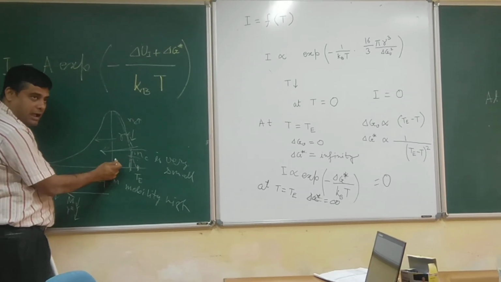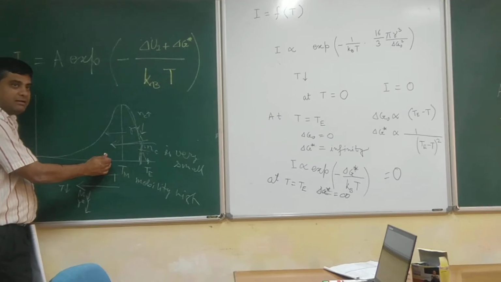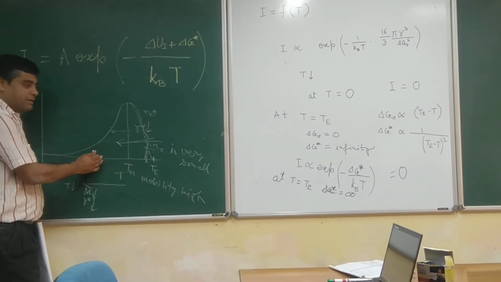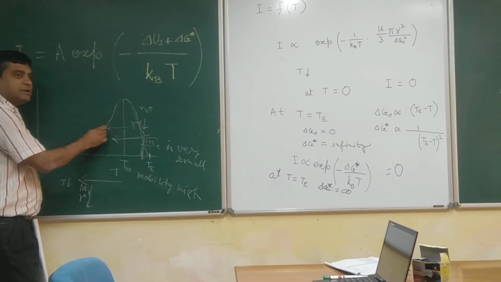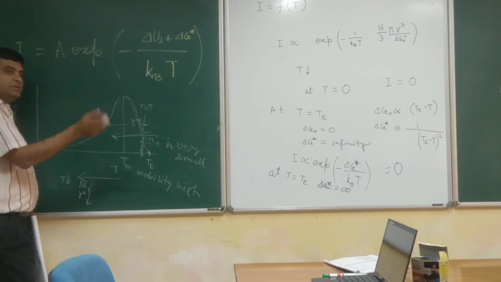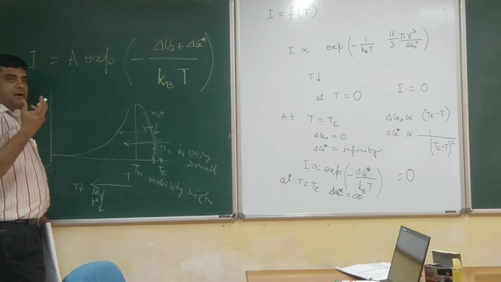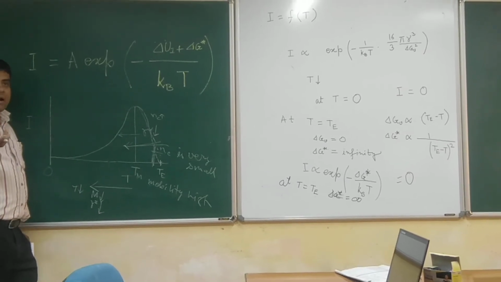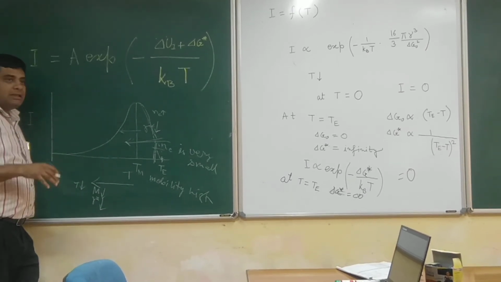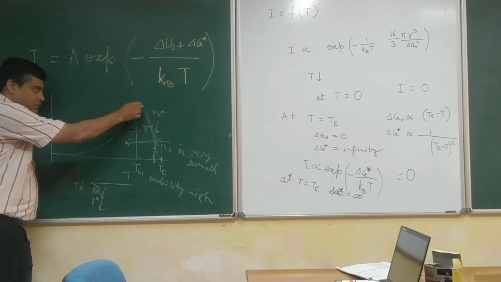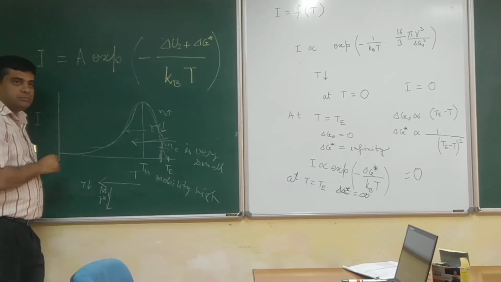And after that maximum temperature, when you go even further, your mobility comes down so much that the jumping process frequency of a critical size embryo to become a stable nucleus comes down. So your nucleation rate comes down.